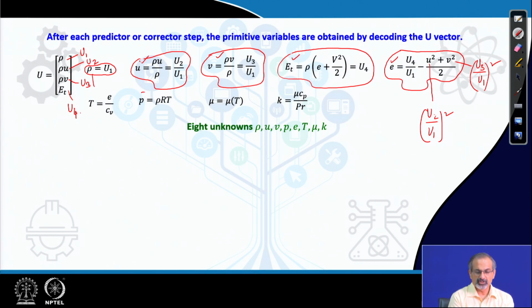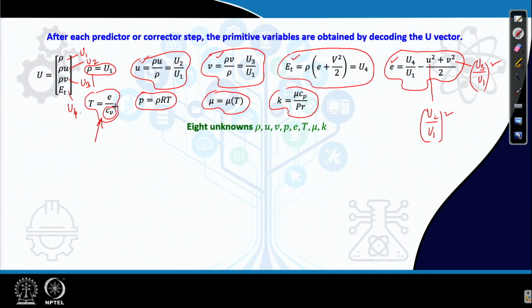Similarly, once you have worked out density and 2 components of velocity, E t and E, you can get pressure, for example, temperature, viscosity and thermal conductivity. For temperature, what do we do? We divide E by C V. So, C V, we are assuming a calorically perfect gas. So, C V is a constant. E you have already got from this step. So, you can obtain T.